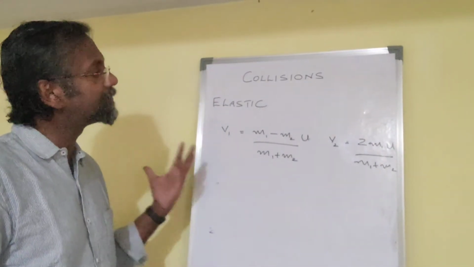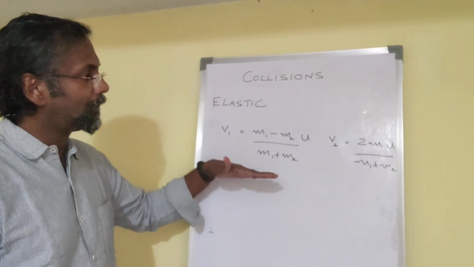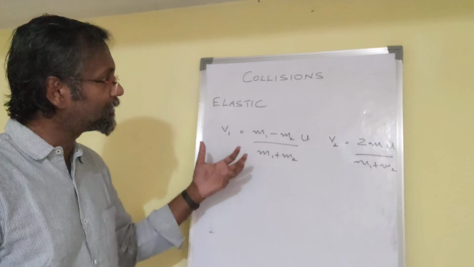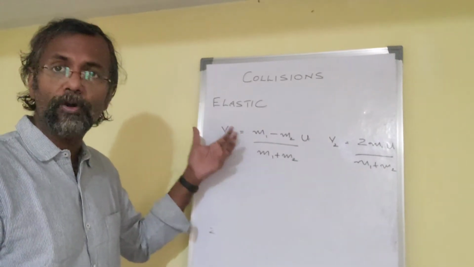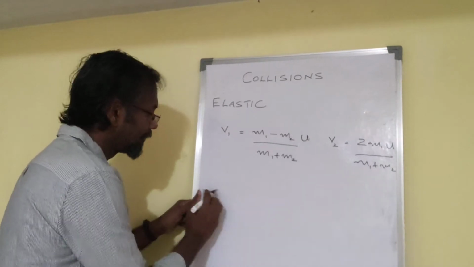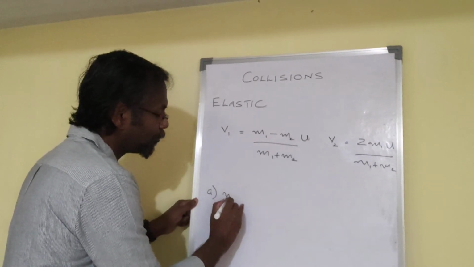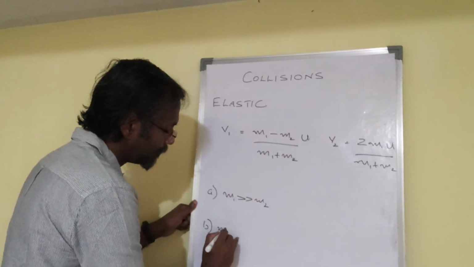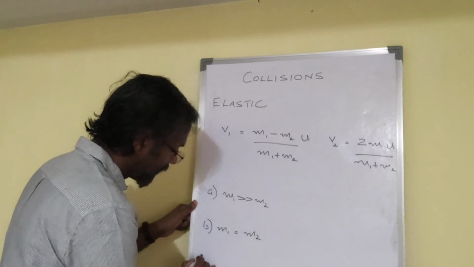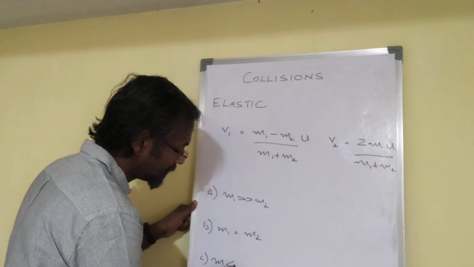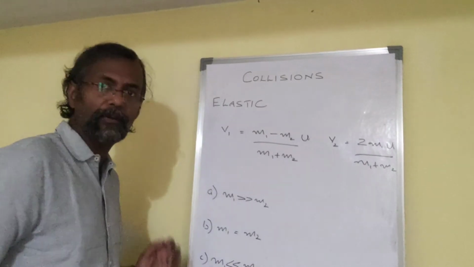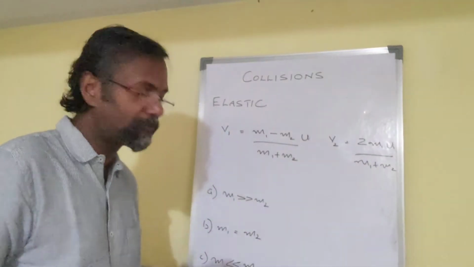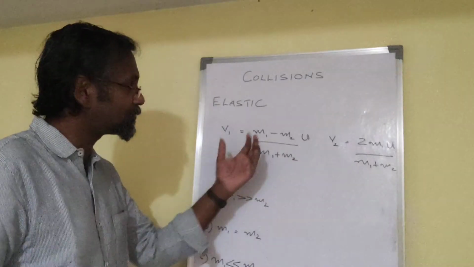Now I want you to get a feel for these equations, so I'm going to take three scenarios of elastic collision and see what happens. In the first scenario, the body M1 is much greater than M2. In the second scenario, M1 is equal to M2. And in the third scenario, M1 is much less than M2, or M2 is much greater than M1. In the first scenario, you can consider M1 as a billiard ball coming and hitting a table tennis ball, where M1 is much greater than M2. What happens to V1 and V2?